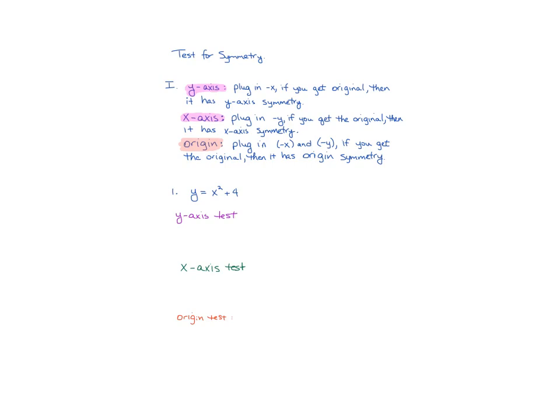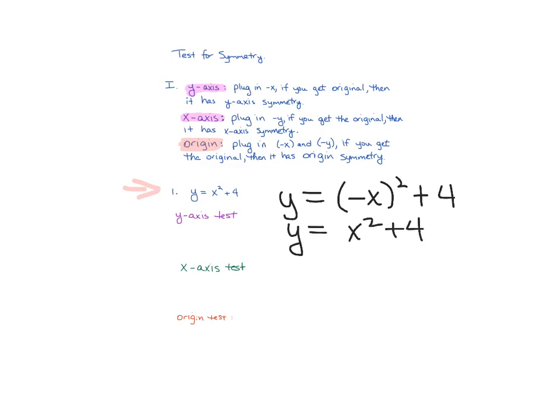So I'm going to take my original function, and to test for the y-axis, remember I'm going to take out x, and I'm going to put in negative x. So y equals negative x squared. I have to simplify this. So negative x squared gives me positive x squared. So it does look like my original. So yes, this does have y-axis symmetry.